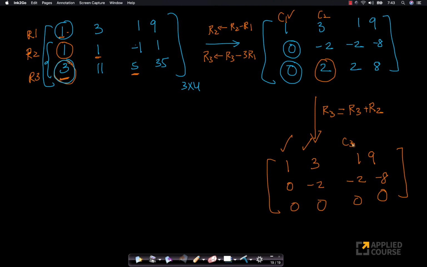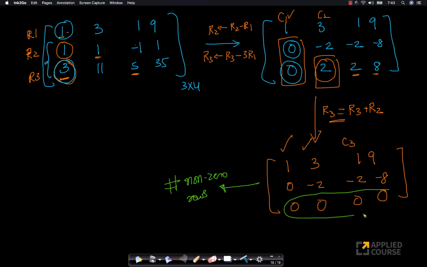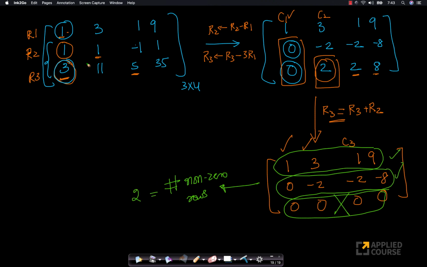Now let's come to column 3. Again, if you notice, these two have been made 0, and this one has been made 0. So I don't have to do any more row transformations now. The only thing that I have to observe now is the number of non-zero rows. If you notice, this whole row is 0. So ignore this. Is this whole row 0? No. Is this whole row 0? No. This is a non-zero row, and this is also a non-zero row. The number of non-zero rows for this matrix equals 2, which is equal to the rank of this matrix.